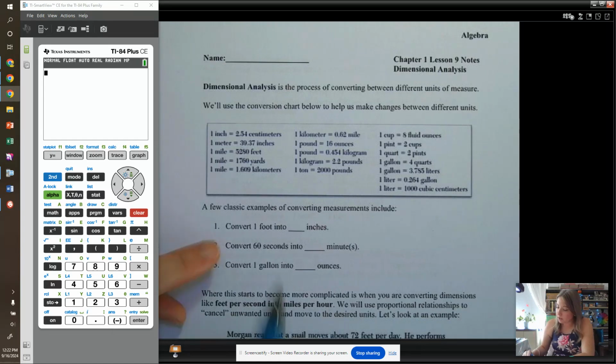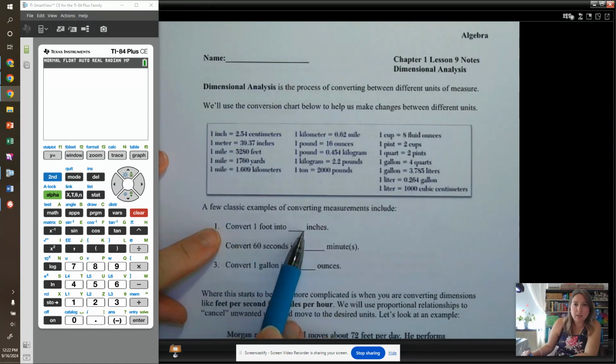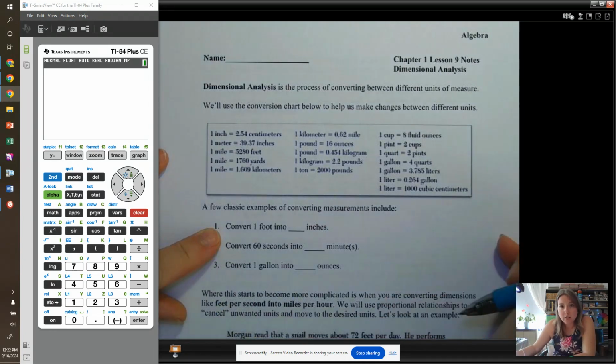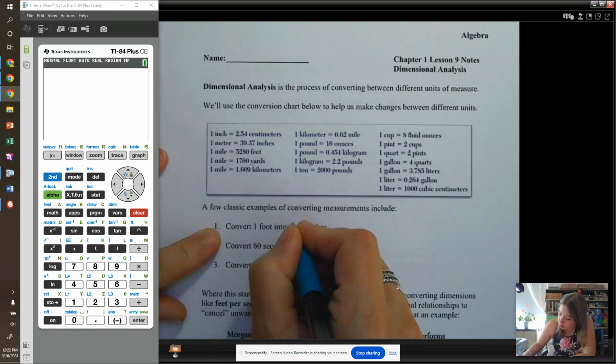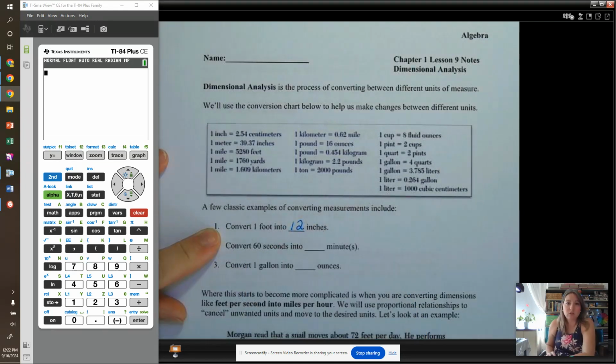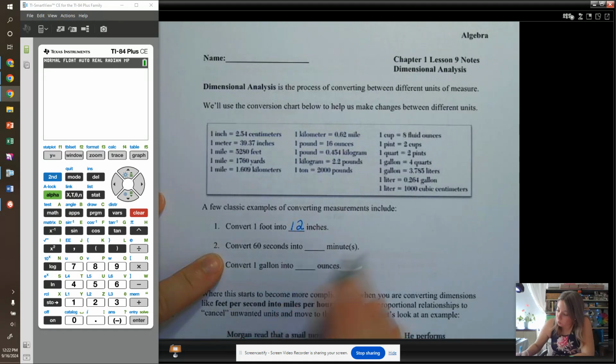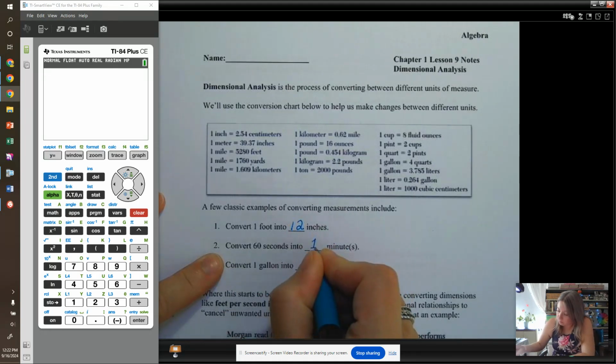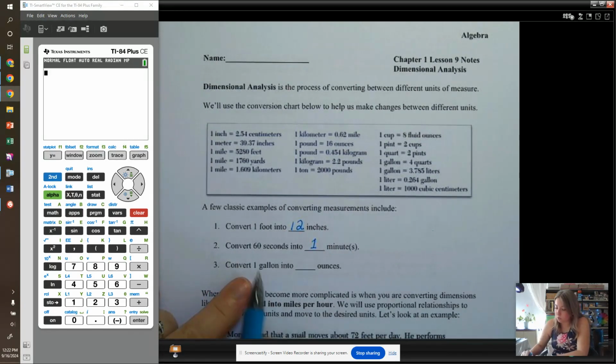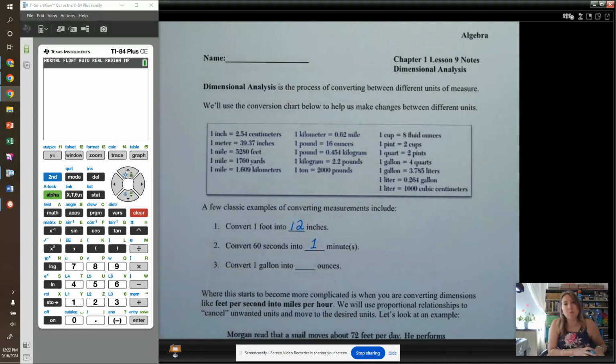So for example, convert 1 foot into how many inches? As we already know, there are 12 inches in 1 foot. Convert 60 seconds into how many minutes? Well, that's 1 minute. Now, convert 1 gallon into ounces. That might be on the more challenging side.